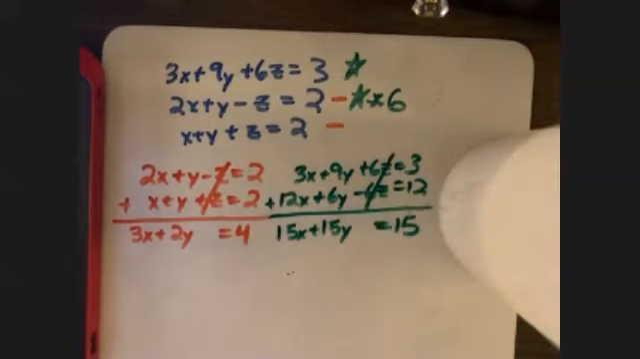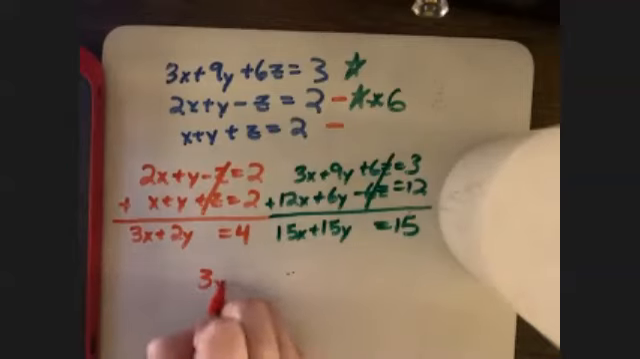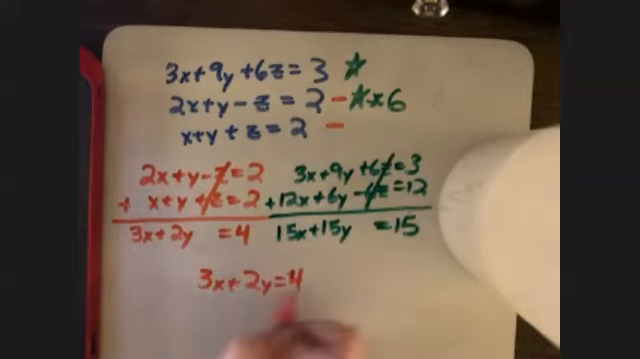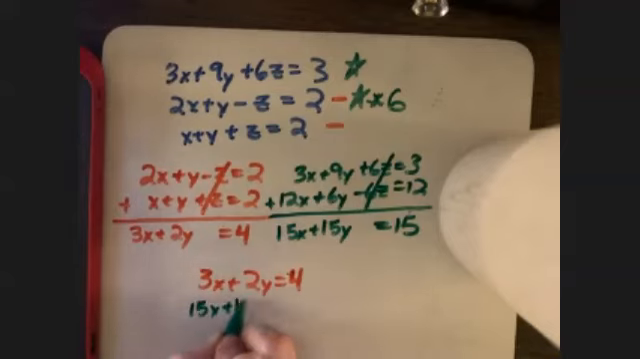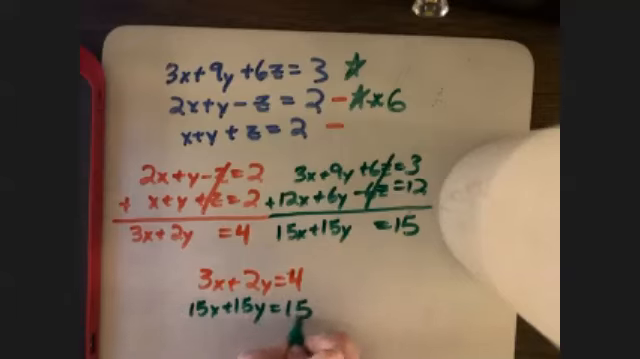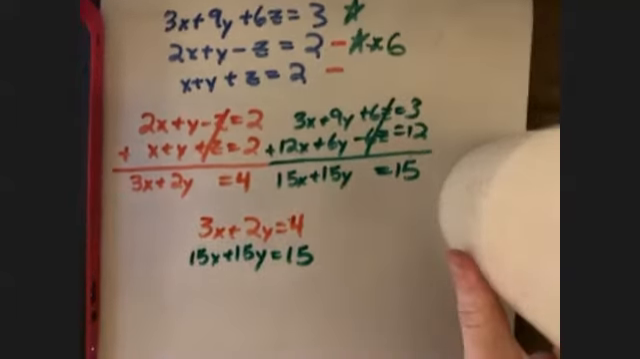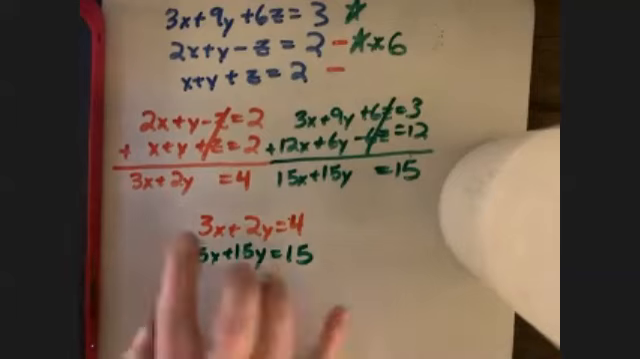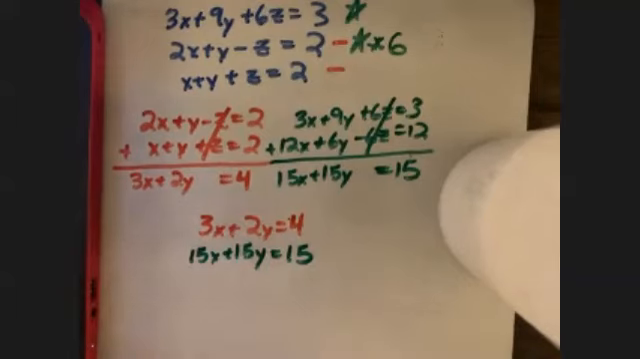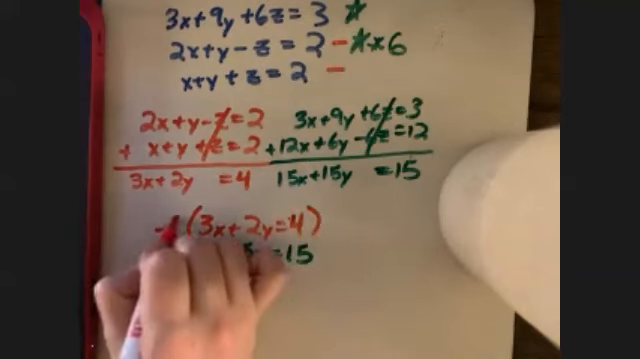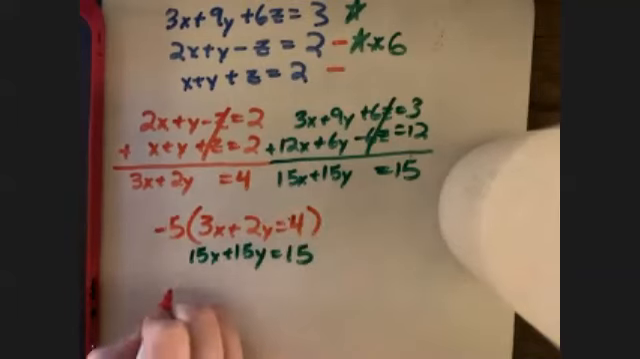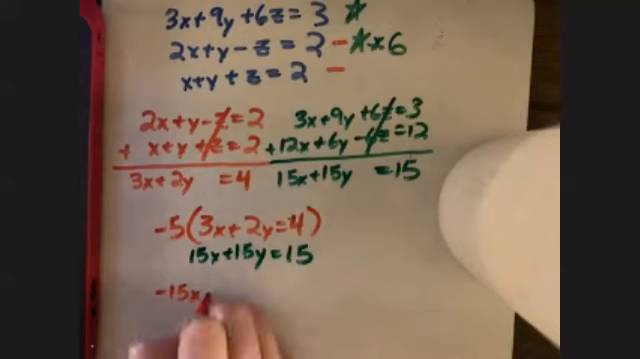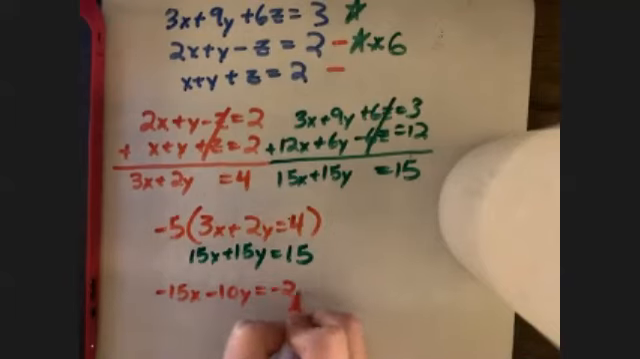Okay, so now what we're going to do is partner pair these two together and get rid of a letter. So 3 and 15 will match at 15. 2 and 15 match at 30. So I'm going to make the upper one match. So I'm going to multiply this by -5. Okay. So I'm going to have negative 15x minus 10y equals negative 20.